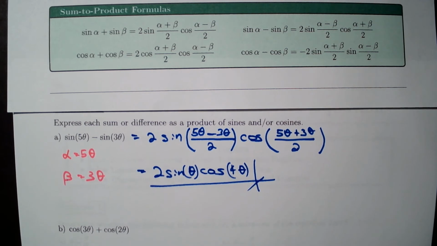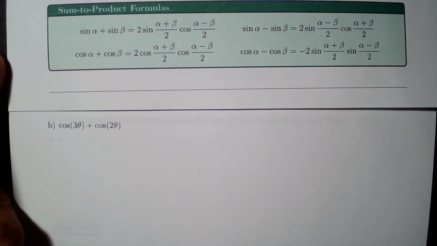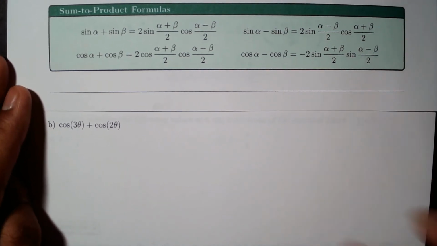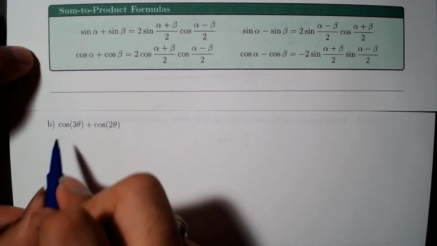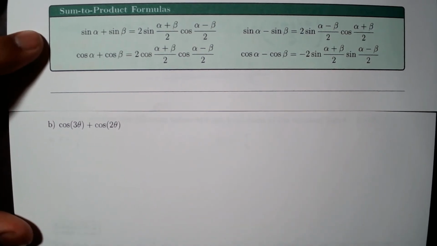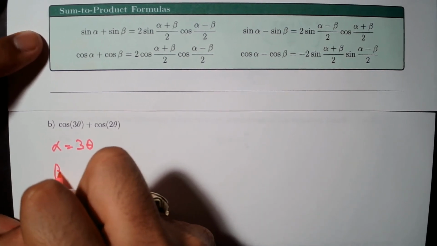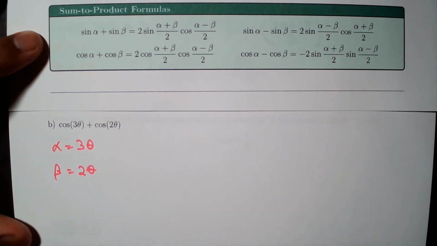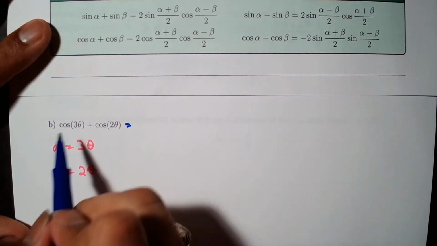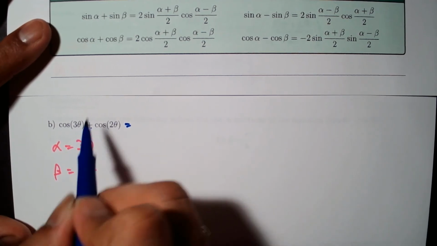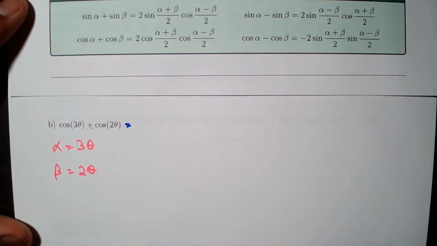All right, let's look at another example. Let's not get too crazy with this one. Ultimately, this is just about choosing the right formula, no more, no less. Cosine 3 theta plus cosine 2 theta, alpha is 3 theta and beta equals 2 theta. Let's choose the right formula. We have a sum that involves 2 cosines. That's going to be this formula right here, the second one on the first column.